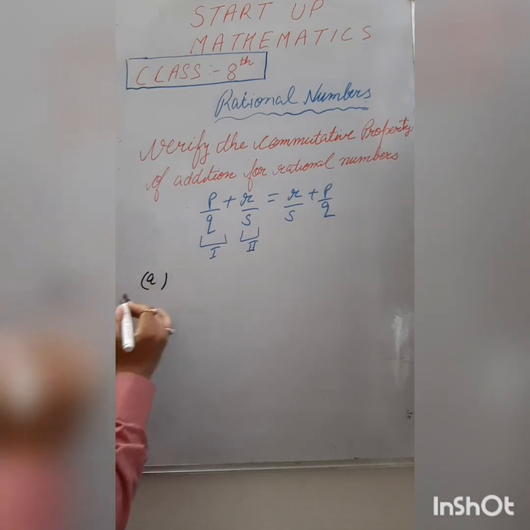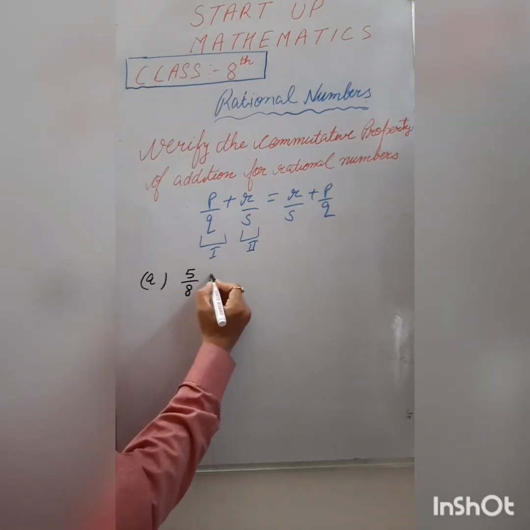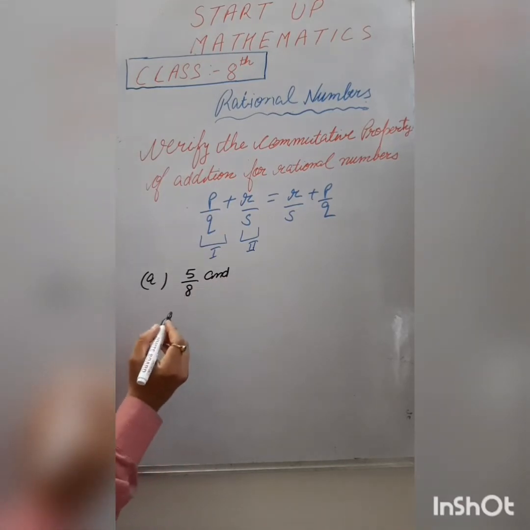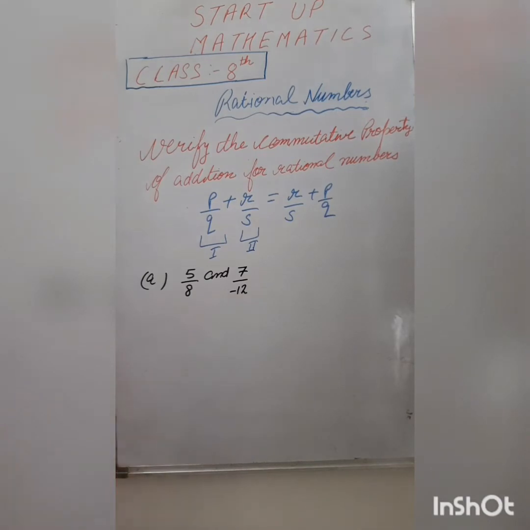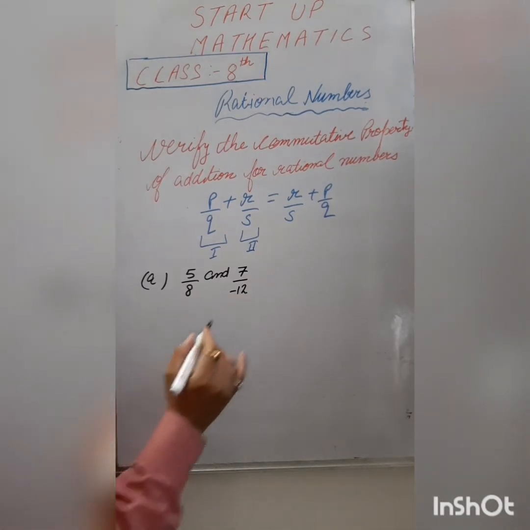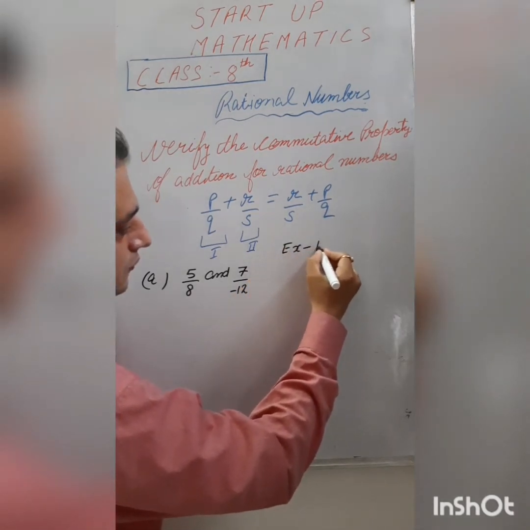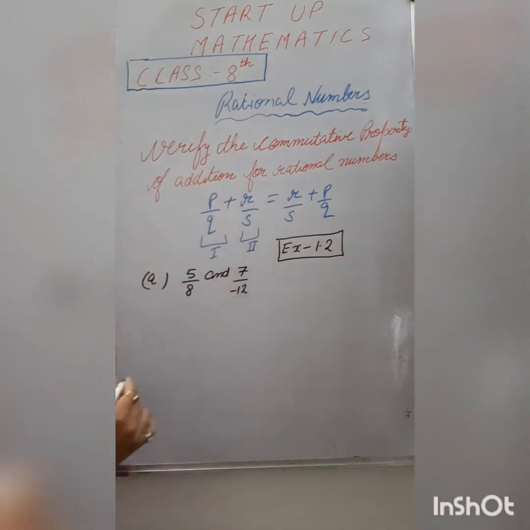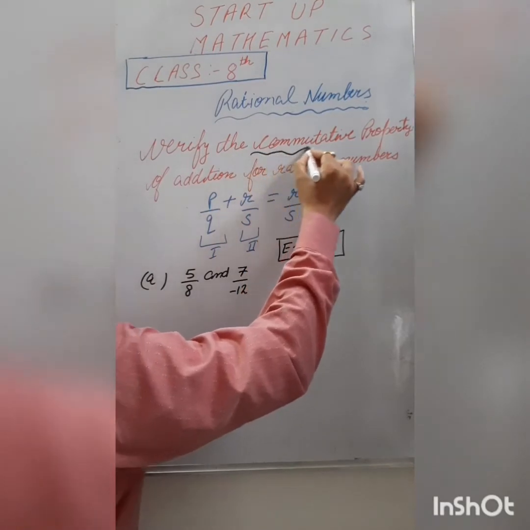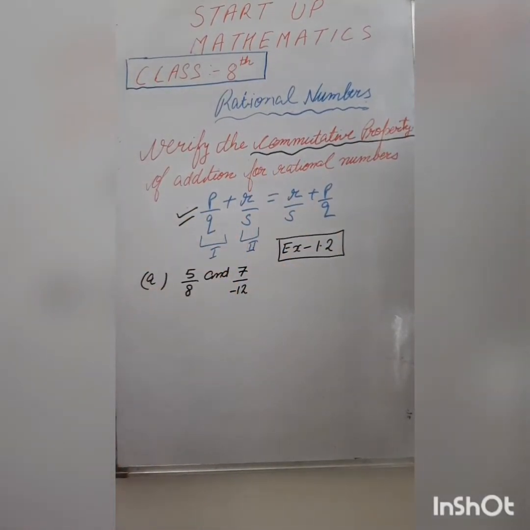Number 1: 5/8 and 7/-12. So this is also the sum of exercise 1.2. First question, verify the commutative property, and this commutative property is you can add two rational numbers in any order.